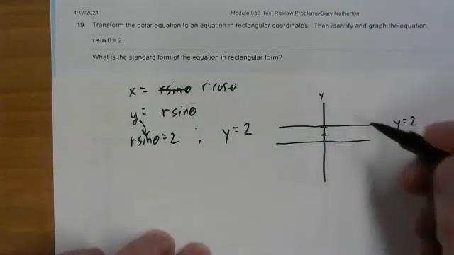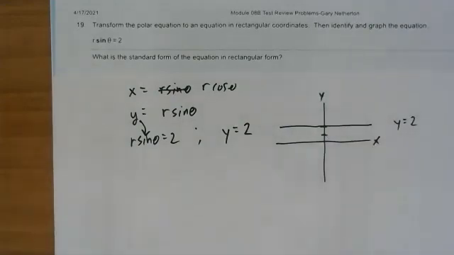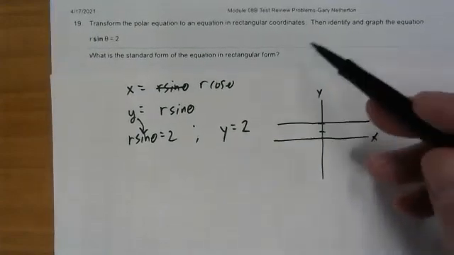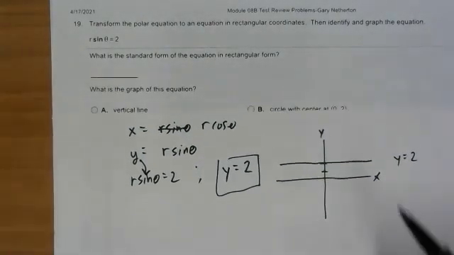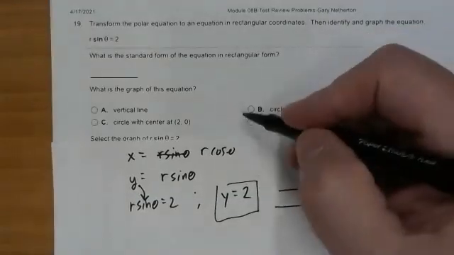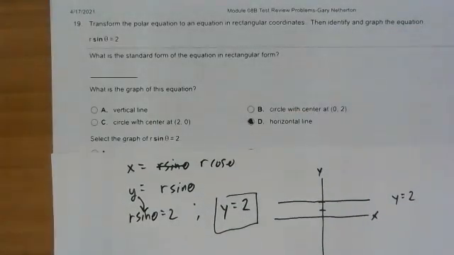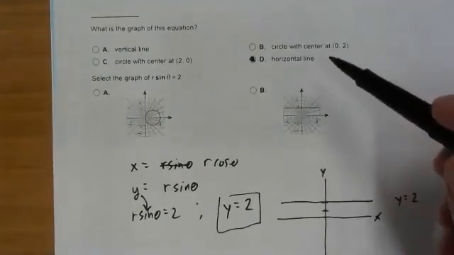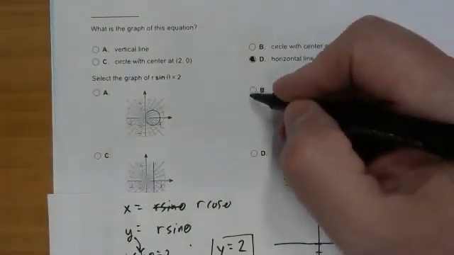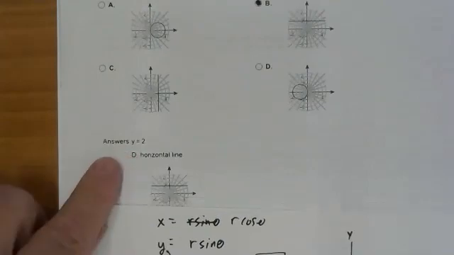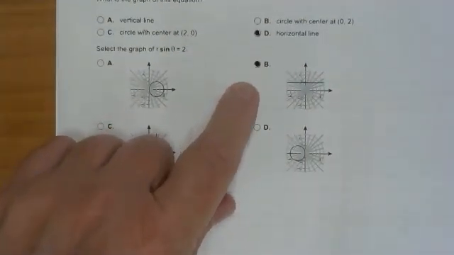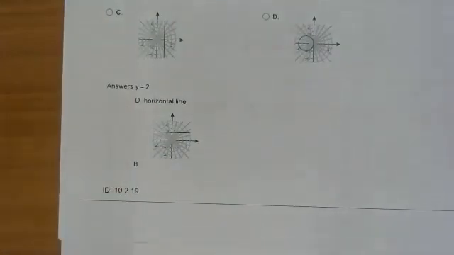That's the equation of a horizontal line that goes through y equals 2. So we'll see what the actual questions are. What's the standard form of the equation? Well, that's the equation. What's the graph of the equation? It's a horizontal line. And if we look at the graph, it's got to be this one right here. So y equals 2 is my equation. I said D and then B, D and then B.